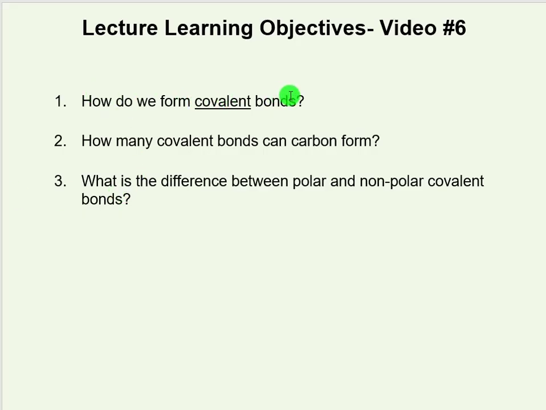So how do we form covalent bonds? We form covalent bonds by sharing electrons. How many covalent bonds can carbon form? It can form 4.